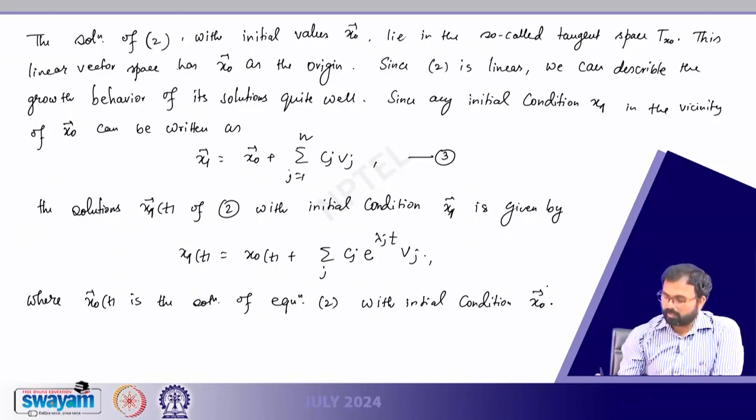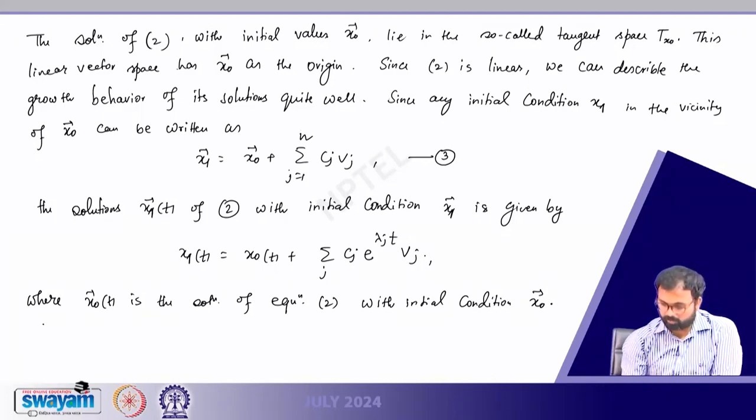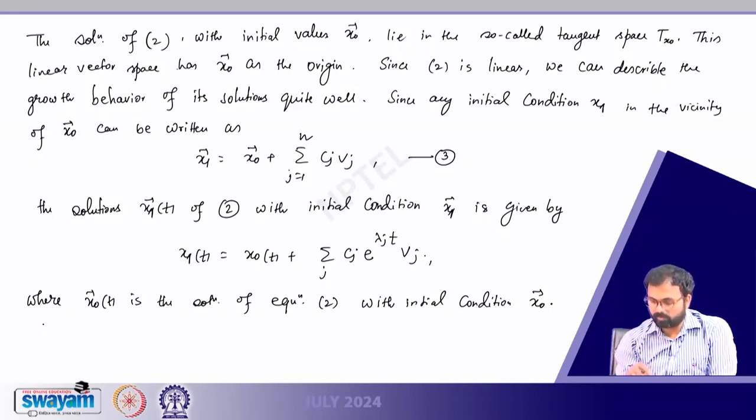So, that means the solutions x1(t) and x0(t). We know that x0(t) is the solution of equation number 2, and x1 is a solution of equation number 2 when we have changed the initial condition by adding this little bit cj Vj to the initial point x0. So, x1 is the new modified solution.